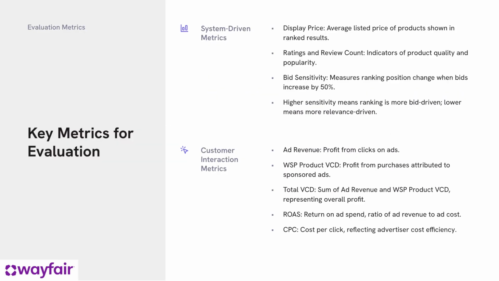The metrics we use in simulations and online can be broadly divided into two categories. One is system-driven metrics, which are purely based on ranking. And the metrics we use are display price, rating, and review count of the impressed SKUs, and the bid sensitivity. And the customer interaction metrics involve ad revenue, total VCD, ROAS, and CPC, which depend on clicks and orders.